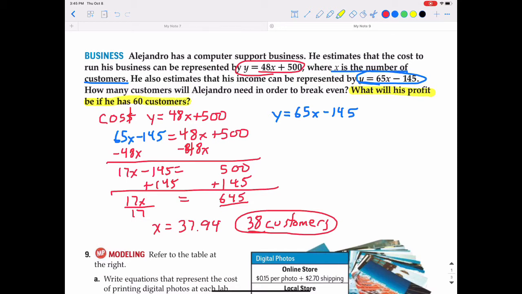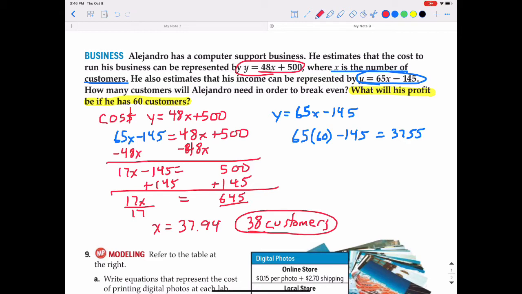So profit is found by taking the income and subtracting the cost to run the business. So remember, the income was the blue equation. So if we have 60 customers, to figure out what his income would be, we would take 65 times 60, minus 145. And 65 times 60 minus 145 is 3,755. So he has $3,755 worth of income if he has 60 customers.